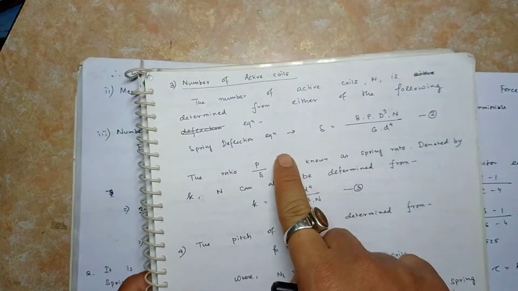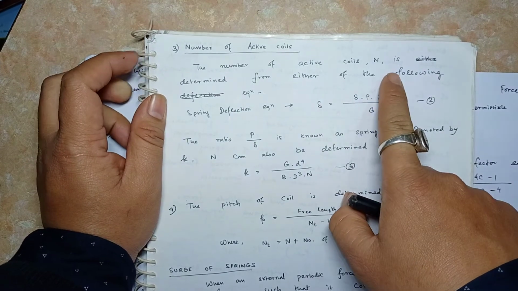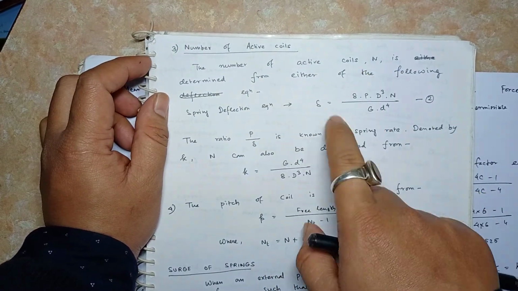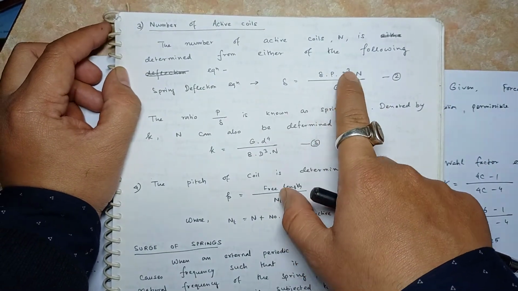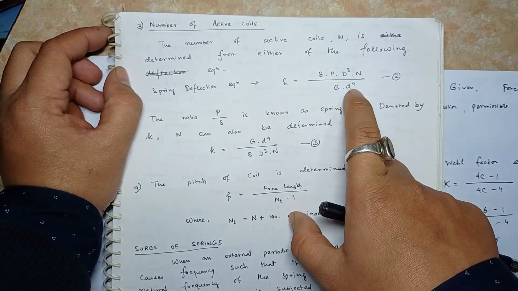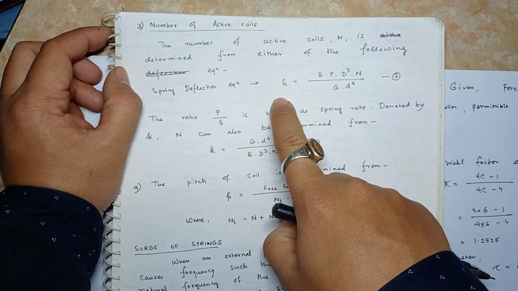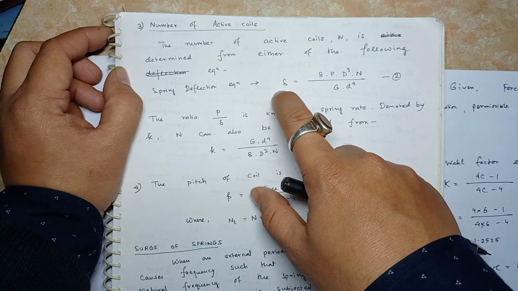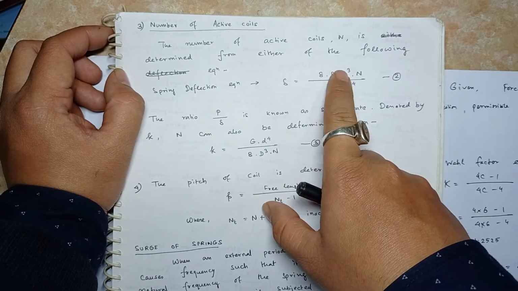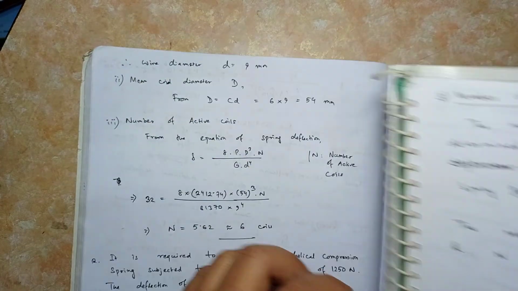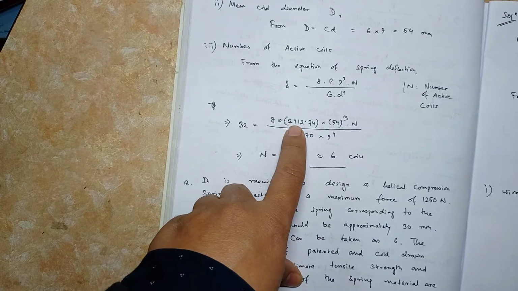So from this relation again, the number of active coils, capital N, can be found. Okay, so the spring deflection relation: delta is equal to 8 P D cube N divided by G into d to the power 4. So P is known. If you take delta as 32, then P will be the final force. If you take the initial extension, then initial force. Both will give you the same answer. So we have taken the final force and final extension 32, final force 8.